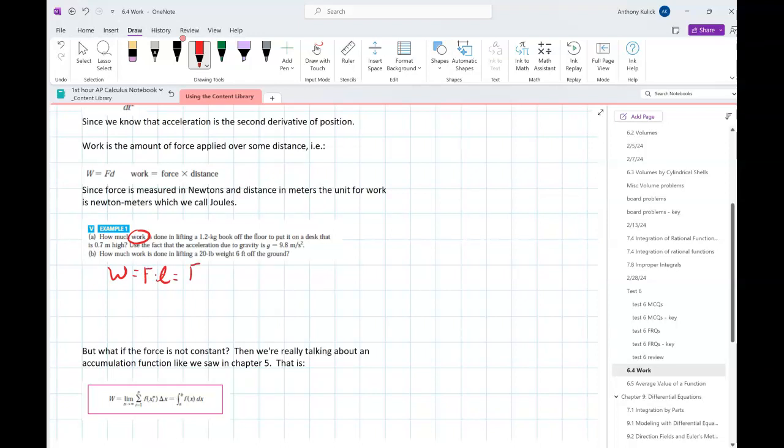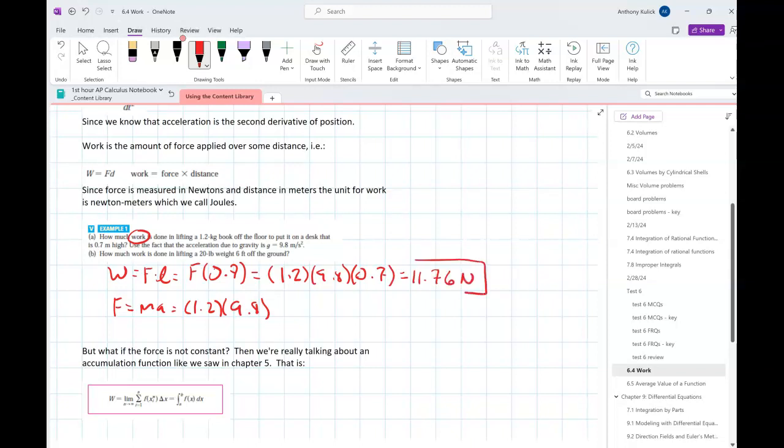We know the distance is 0.7. And then the force we'd have to calculate. We know force is mass times acceleration. We're told the mass of the book is 1.2, and our acceleration due to gravity is 9.8. So this is just a plug the stuff in, nothing burger of a physics problem, right? Those of you that have taken physics have probably done this a bunch of times, and that should feel pretty comfortable.